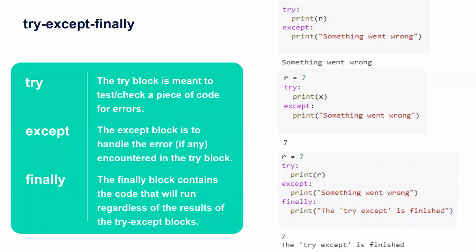How are errors handled in Python? The answer is try, except, finally block. The try block tests for errors in code, if any. And if an error is encountered, then it is handled by the except block. And the code under the finally block is executed irrespective of the results of the try and except blocks.